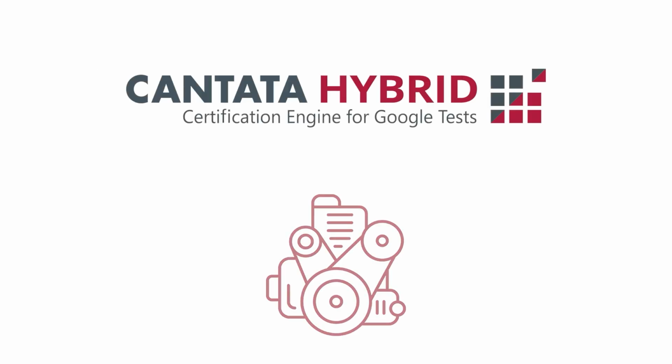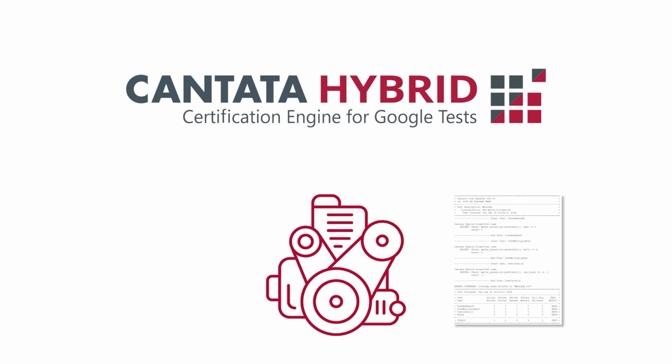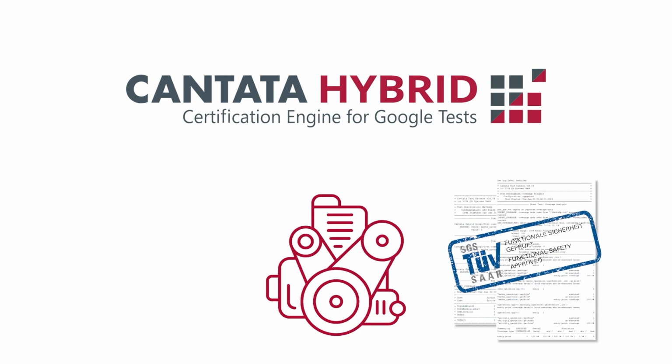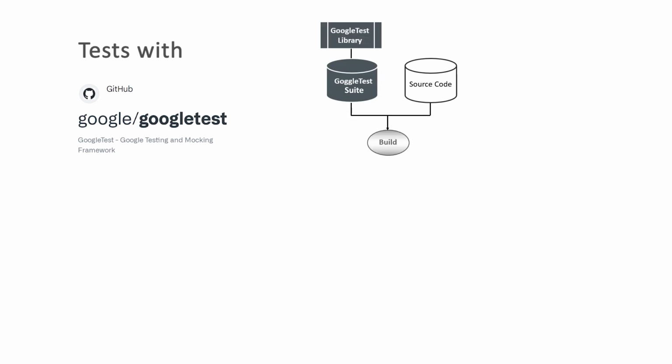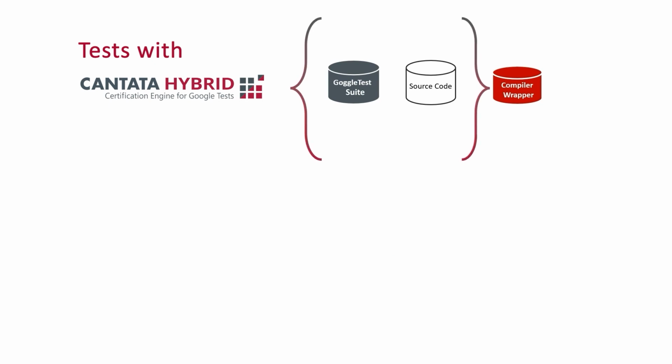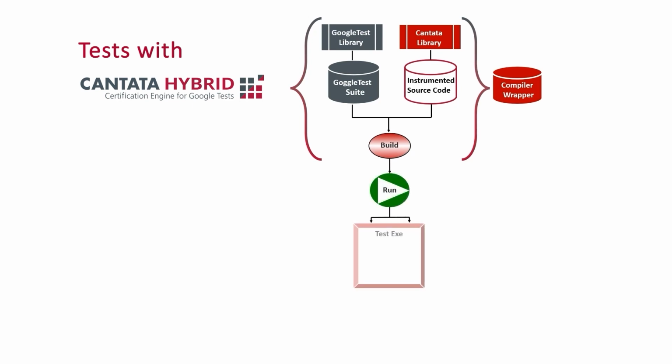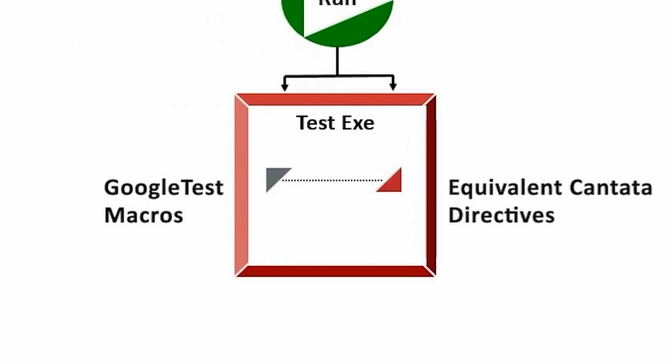Now there's a better option, Cantata Hybrid, a unique solution that runs your unchanged Google Test through Cantata technology to generate standards-compliant test evidence and code coverage from a certified unit test tool. With Google Test alone, your suite uses the uncertified Google Test library in an executable to drive the code and check its behavior. With Cantata Hybrid, a compiler wrapper sets options, reads the Google Test Suite, and instruments a copy of the code with Cantata directives equivalent to Google Test macros. The built hybrid executable drives the code and checks its behavior with both Google Test macros and Cantata directives.